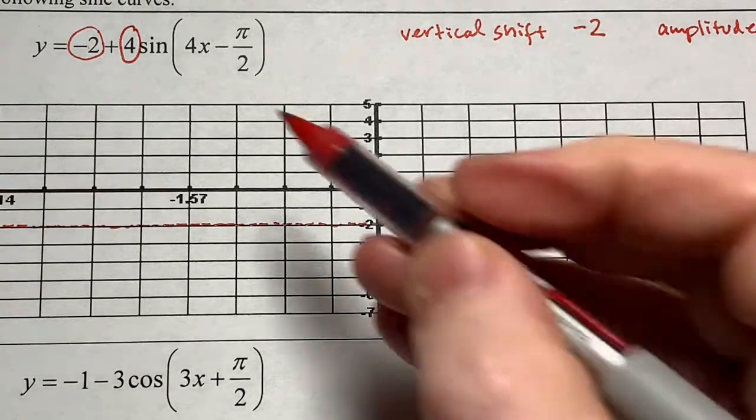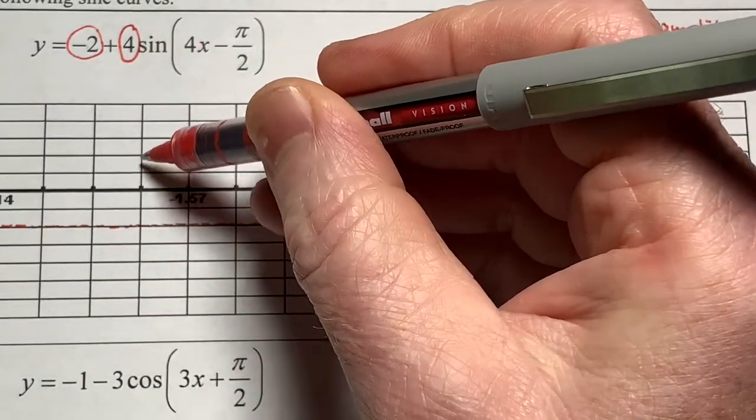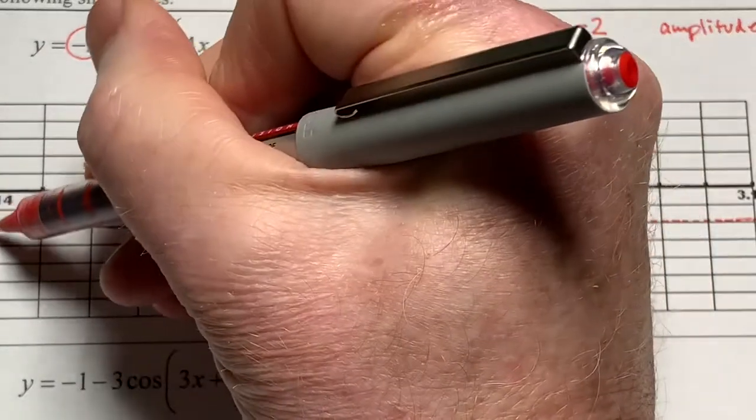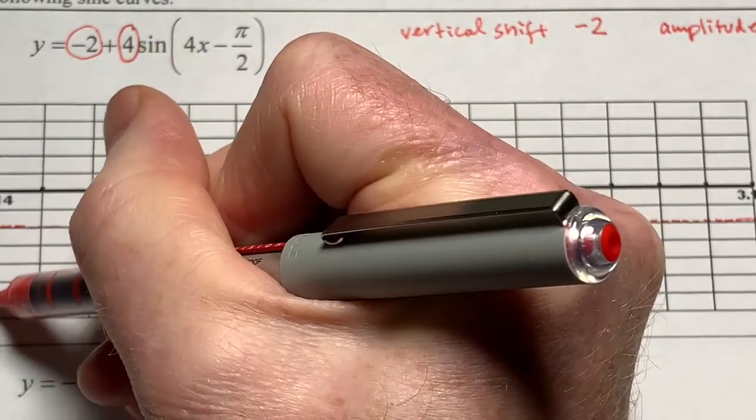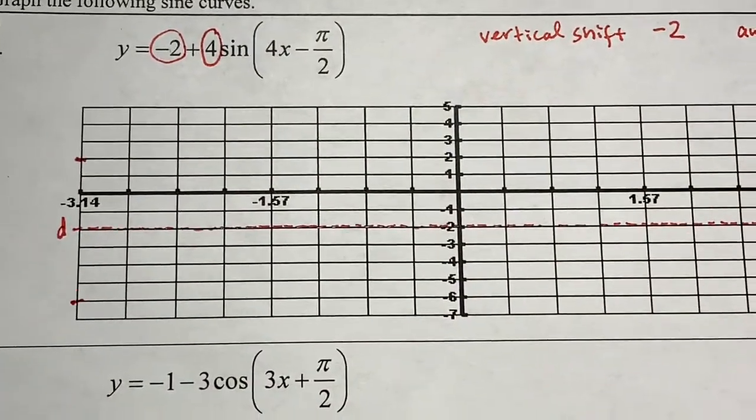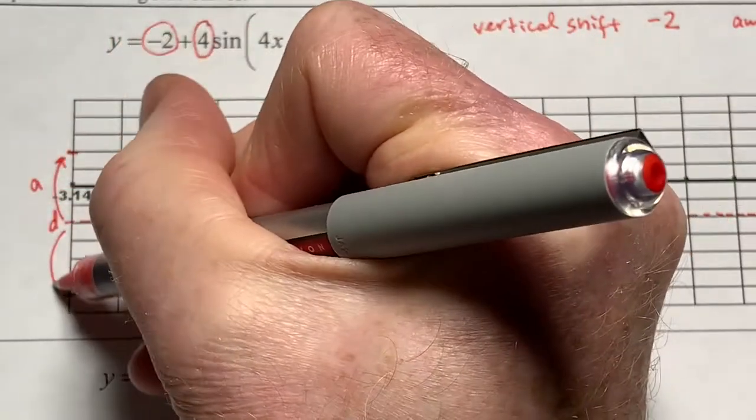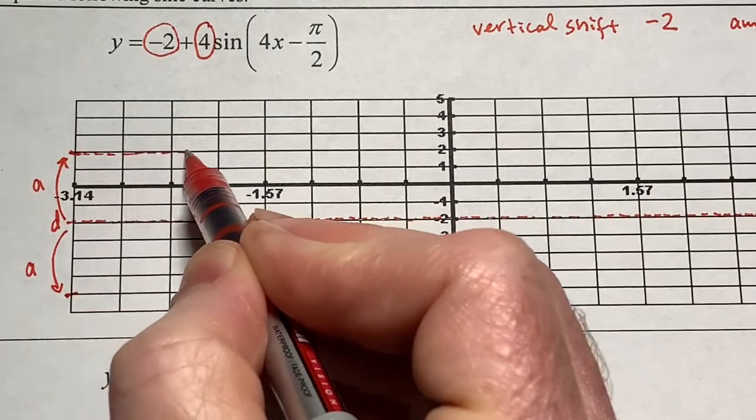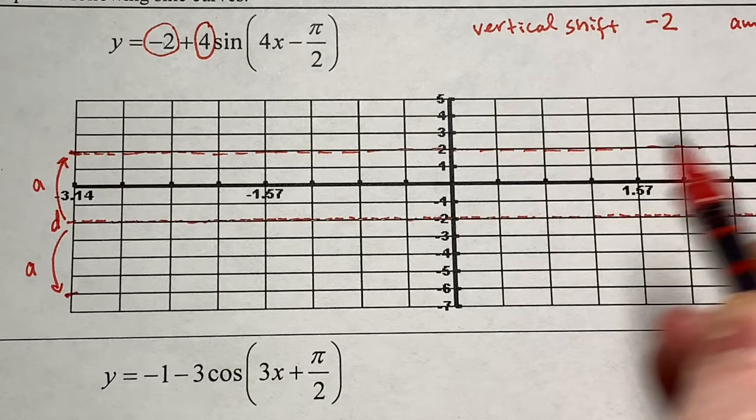All right. So what that means is if the amplitude's 4, don't start here and go up 4. Start at your d value, which was -2, and go up 1, 2, 3, 4 from there. So 4 up and 4 down, because your amplitude goes that much up and that much down, and that's going to give you more dotted lines right here. And you don't have to be perfect about it. You're just trying to show them.